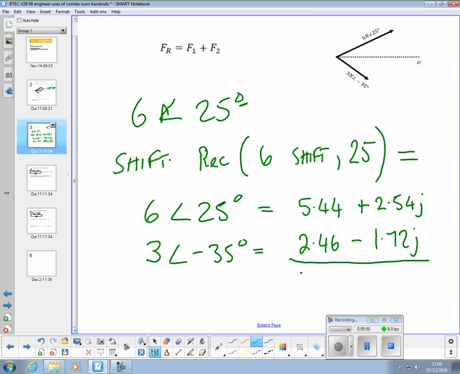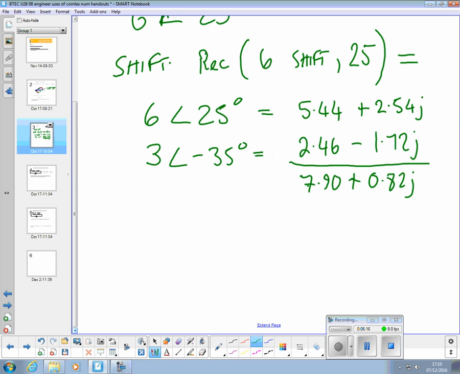So these two added together give 7.90 plus 0.82j. And then we do the reverse conversion, so we do shift polar and put those two numbers in, and we end up with it back in polar form.